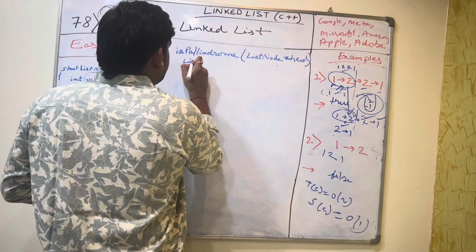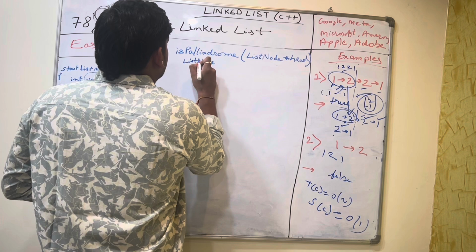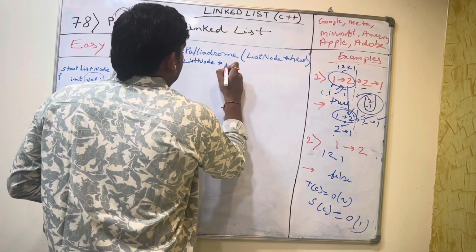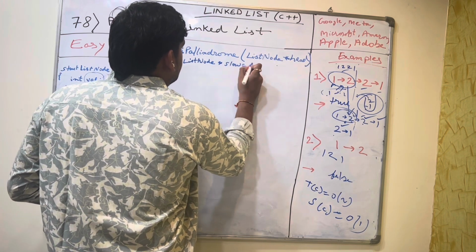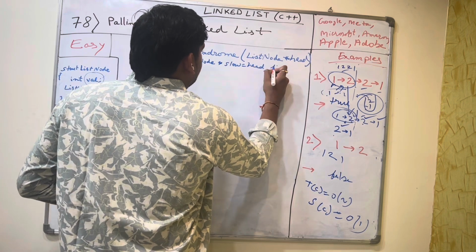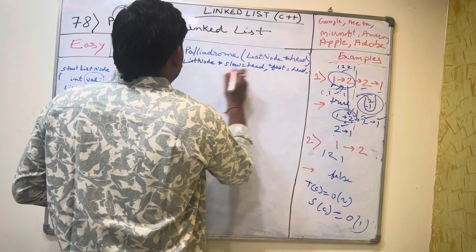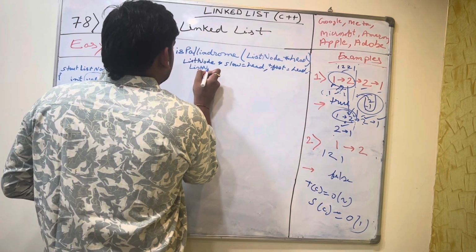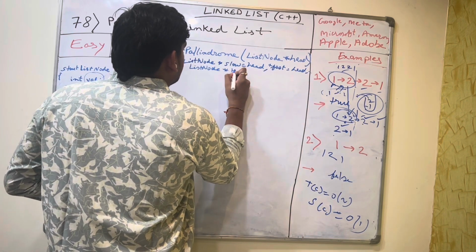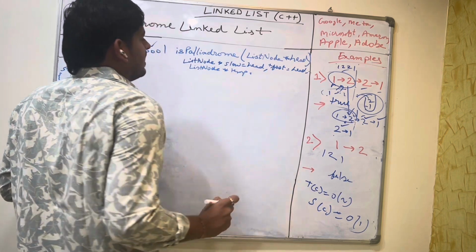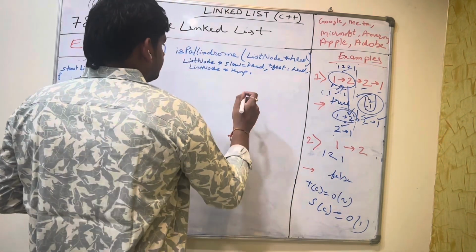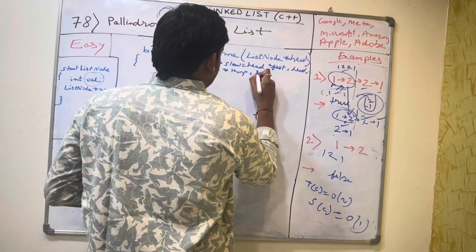So what we can do is ListNode slow is equal to head, ListNode fast is equal to head. Let's take another ListNode temp, so that we can take this and reverse it. And temp is equal to head.